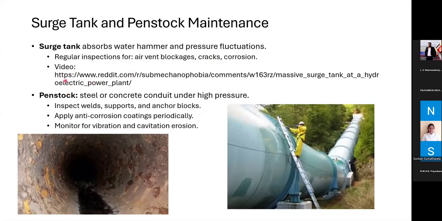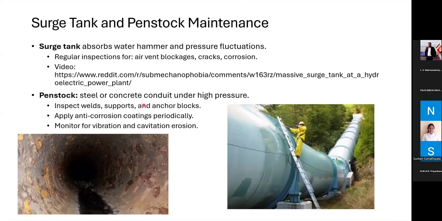And in this link, you can go to this Reddit link. There's a video of a surge shaft being operational, where you can see the large surge coming in through the penstock being dissipated in the surge shaft, and that amount of pressure relief can cause cracks and different blockages in the surge tank itself. So it is necessary to regularly visit this and conduct the required checks on them.